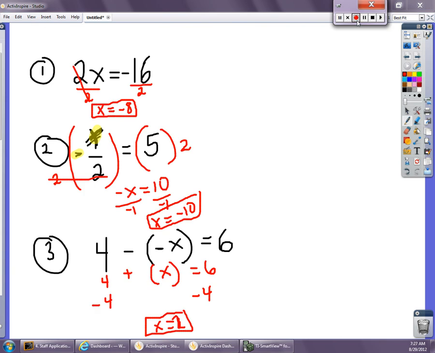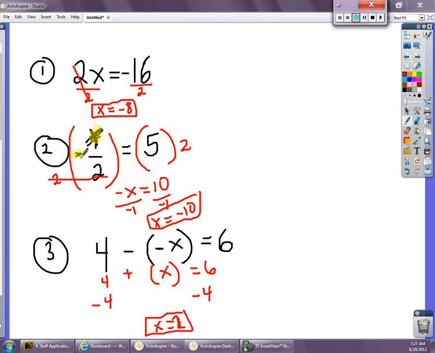Alright, so here are the answers to the problems. Here you had, remember, you're trying to solve for x, you're trying to get rid of or cancel out everything but the x. So here you're multiplying by 2, so the opposite, the inverse operation, is divide by 2 on both sides. Negative 16 divided by 2 is negative 8.